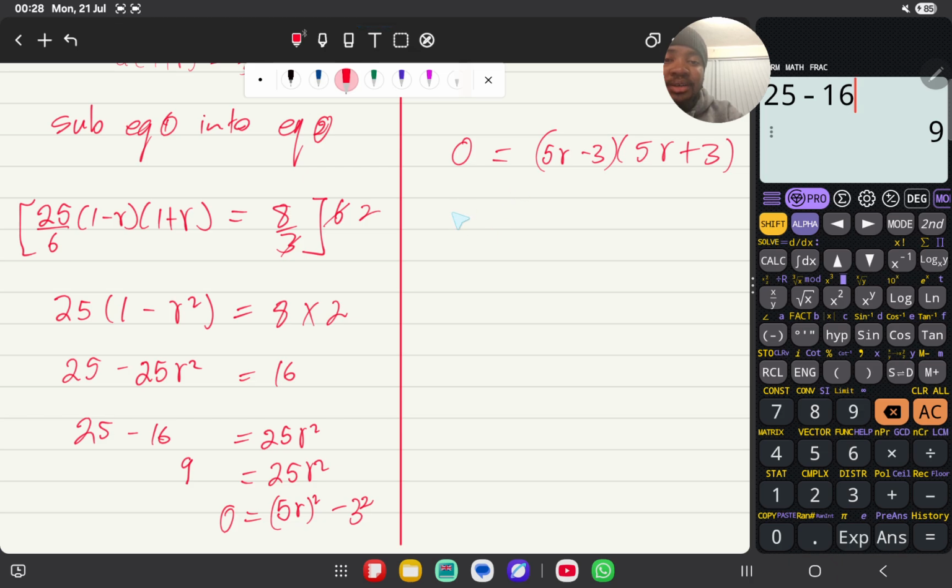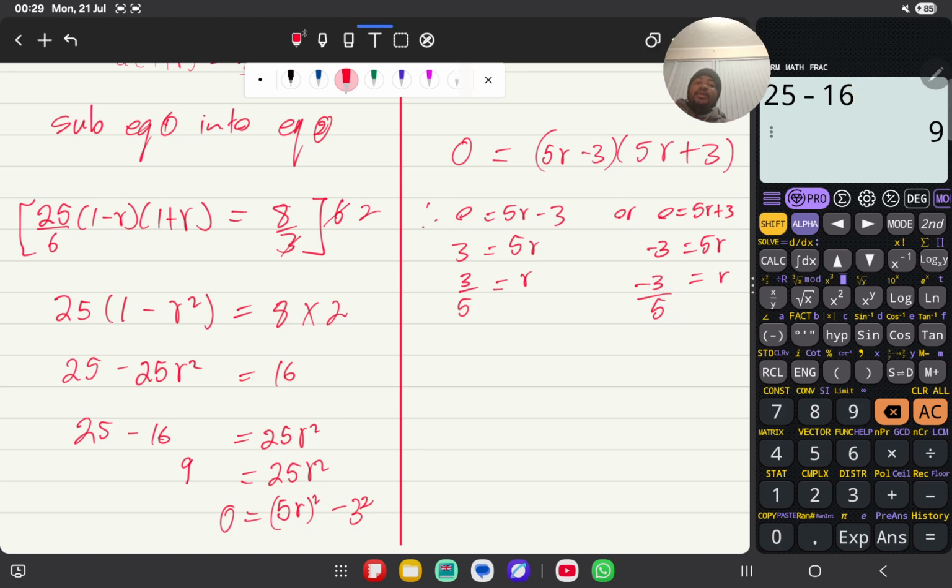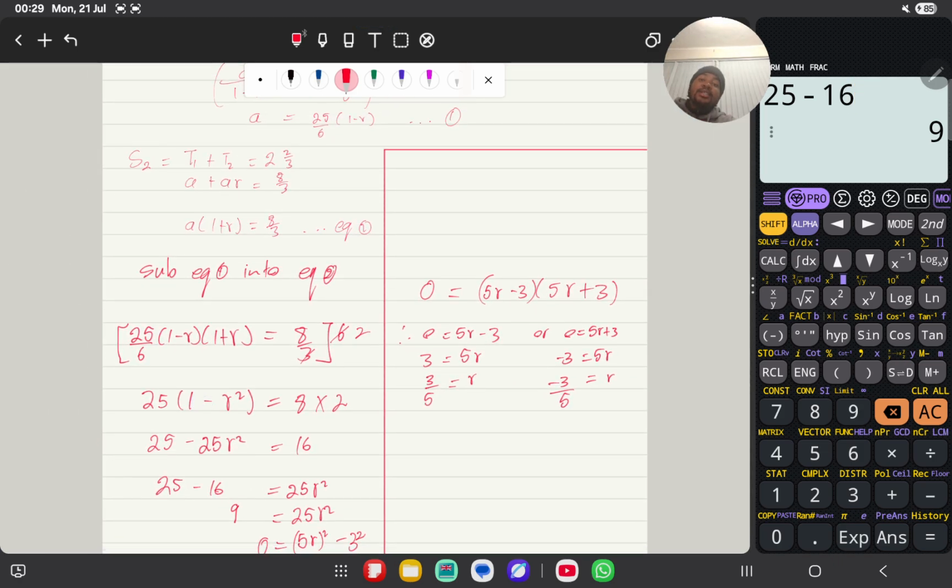So you know that you're going to have, what are you going to have? Oh, therefore 0 equals to 5r minus 3, or 0 equals to 5r plus 3. Here 3 equals 5r, and therefore r is equals to 3 over 5. Here you're going to have minus 3, 5r, and then r is going to be minus 3 over 5, right? Cool. Now I ask a question.